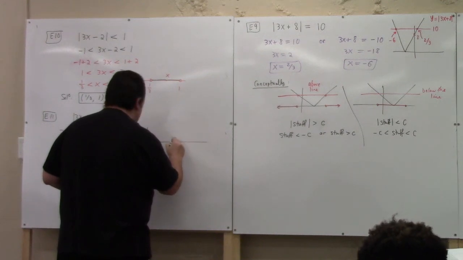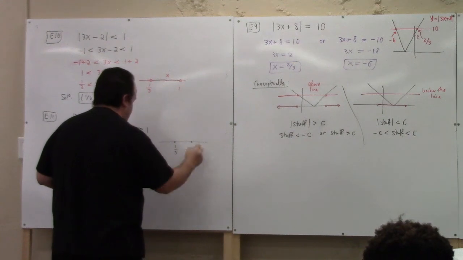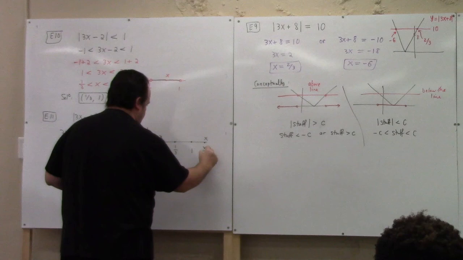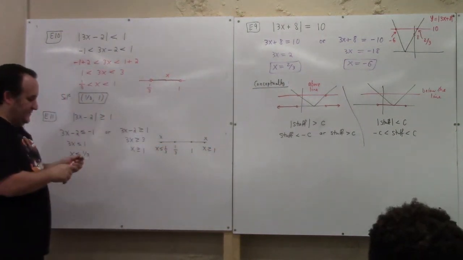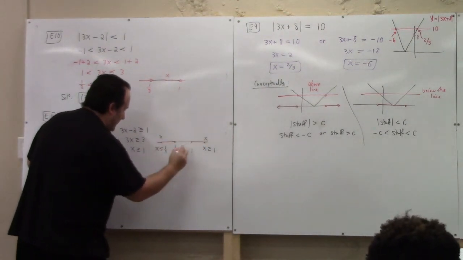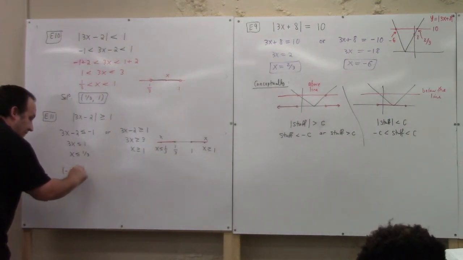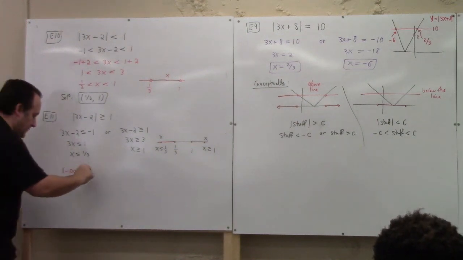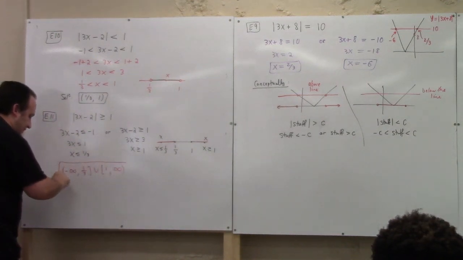So here we have 1/3. Here we have 1, right? And so it's either x is over here or x is over here. This is x greater than or equal to 1. This is x less than or equal to 1/3. And so we have these two disjoint cases that are the solution, right? And so the interval we do minus infinity to 1/3 included, and then 1 to infinity. And so that's the solution right there.